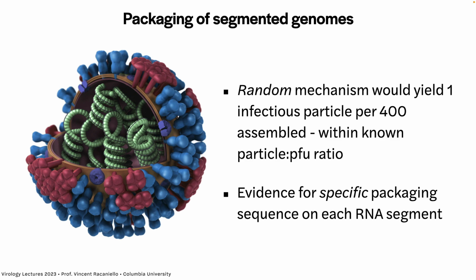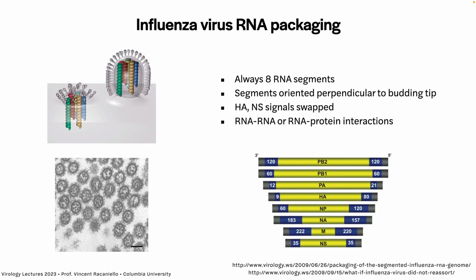If you do the math, if you just grabbed from a pool of replicating RNAs in the cell, if you just grab 8, 1 in 400 would be infectious. And in fact, that's about the infectivity ratio, the particle to PFU ratio of influenza virus. It turns out there are specific packaging signals, because there have to be, right? Because otherwise you'd be packaging cellular RNAs, and we don't do that. So there are packaging sequences on each segment, and this is what they look like.